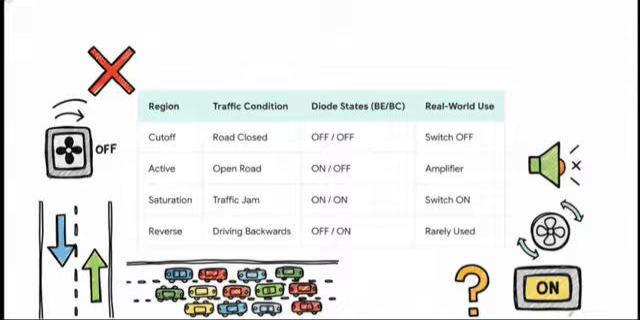Then you've got the active region. This is our open road. The toll booth's open, but the exit is closed. This is the sweet spot for an amplifier, right?